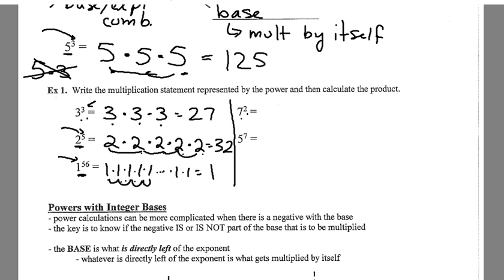7 exponent 2, also called 7 squared. 7 is the base. It needs to be a factor, not times 2.